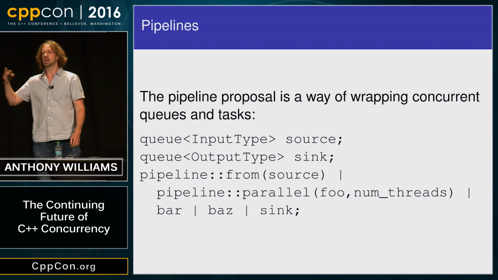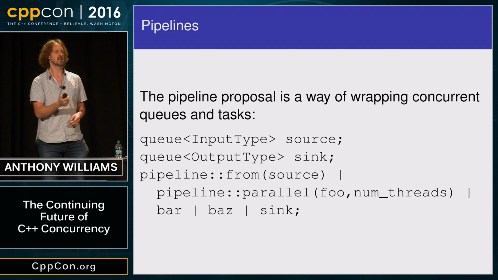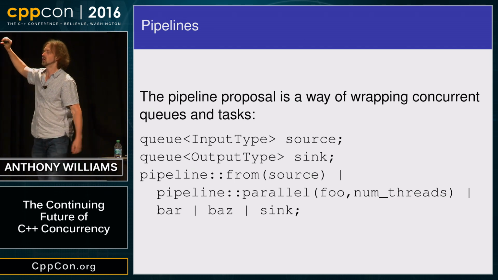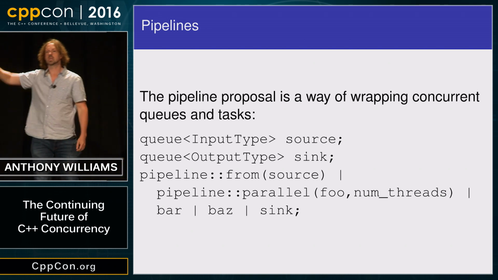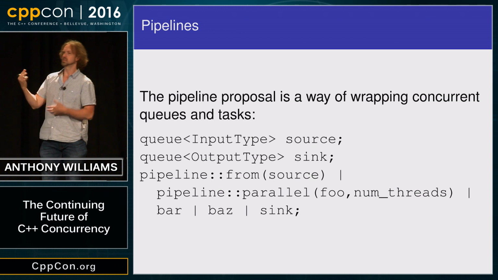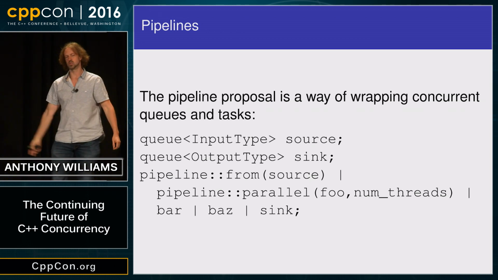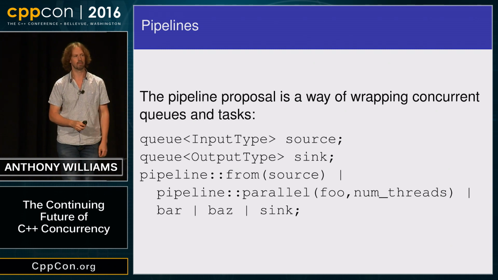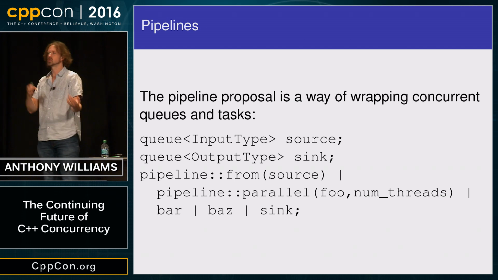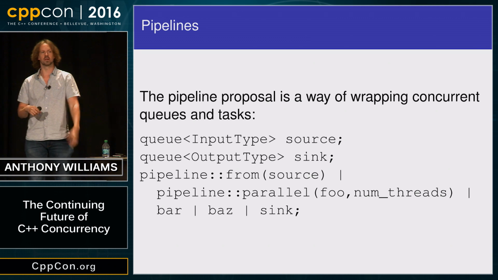Okay, so pipelines, again, like Unix pipelines on the command line. So you have some inputs from a source. You have a sink where you're sending stuff, and then you create a pipeline which takes data from a source and then does a series of processing and dumps it out to the final sink. Again, these are all proposals, so the precise syntax and function names might change, but that's the general idea.